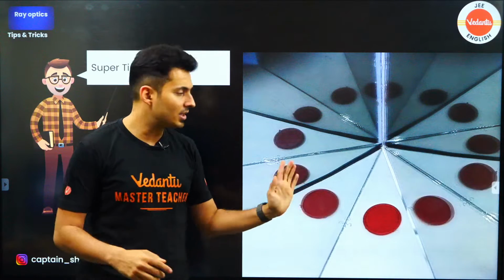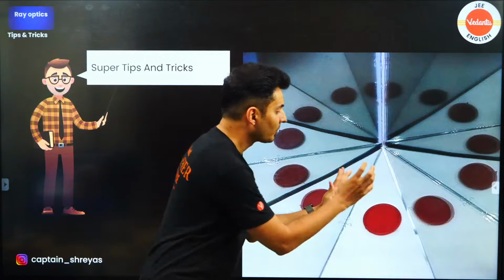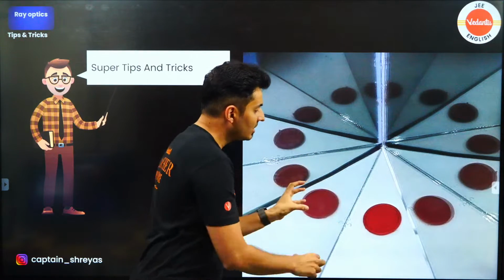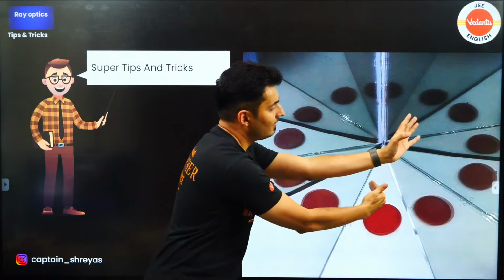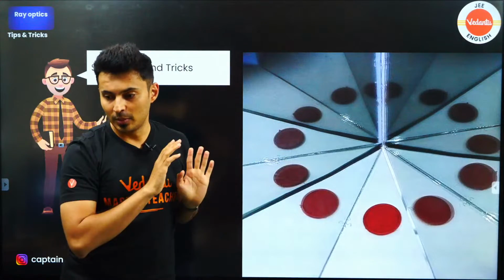So all the images, due to multiple reflection, this one's reflection will get reflected there, this will again reflect here, this will again reflect there. You will see a circle is formed.